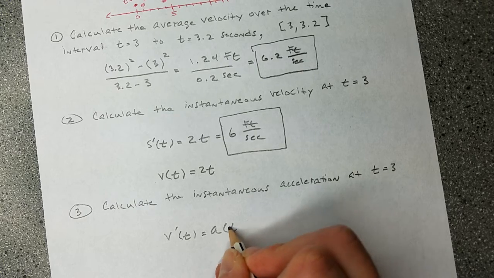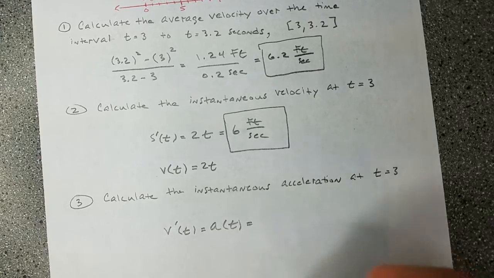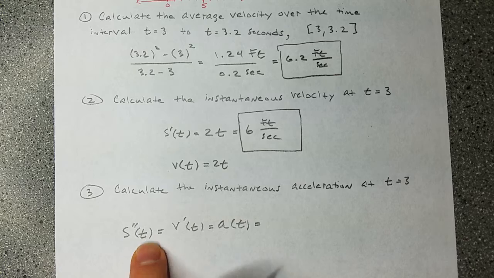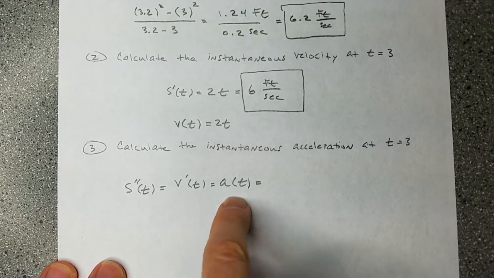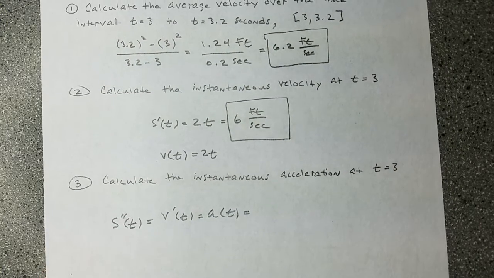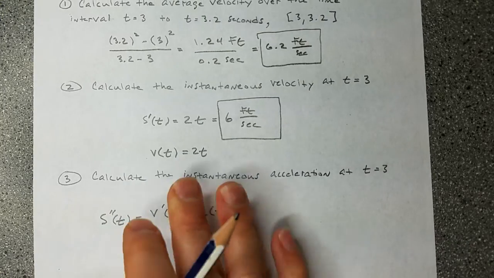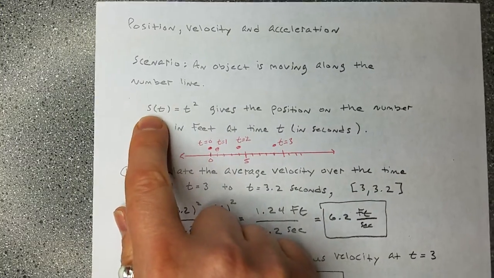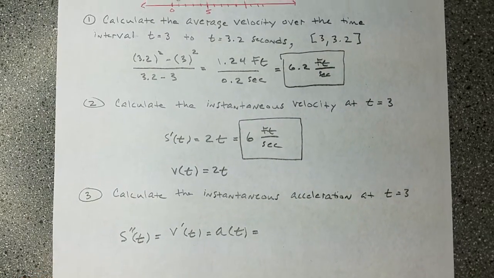We might call the acceleration v prime, or we might call it a, or we might even call it s double prime, right? Because we started with the position. We took the derivative of it twice to get the acceleration. Pick whatever notation you like, but it's a second derivative. We started by finding higher order derivatives. In the case of giving a position function to start with, the second derivative of it would be the acceleration.